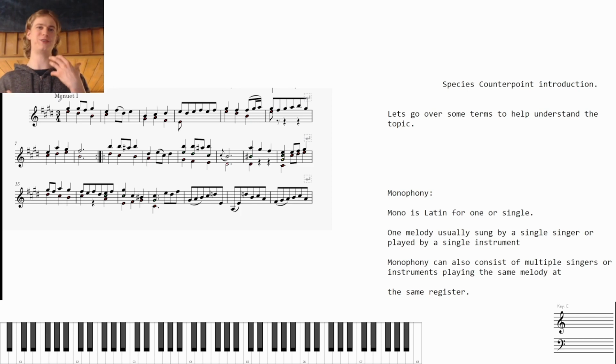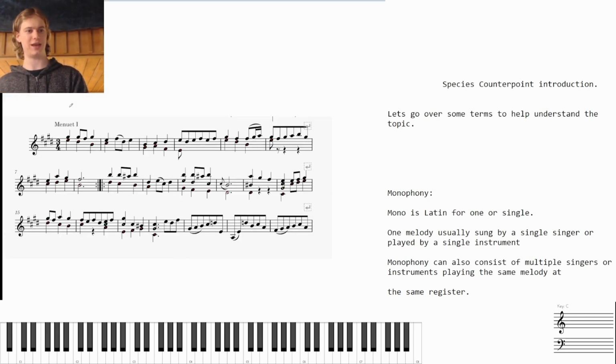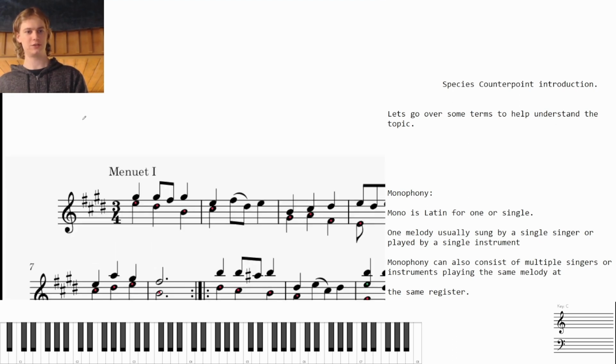So before we get into those terms, let's actually just look at some counterpoint real quickly, and by looking at it, just analyze the nature of it. So as you can see here, there are these notes that I dotted in red, and the reason why I dotted them in red is because I'm emphasizing the fact that these are a bottom voice. This is a work by Bach. This is the Partita 3, and this is the first minuet.